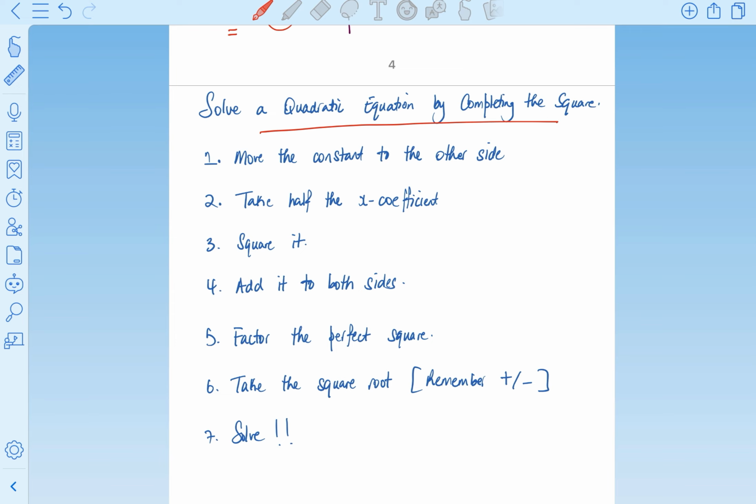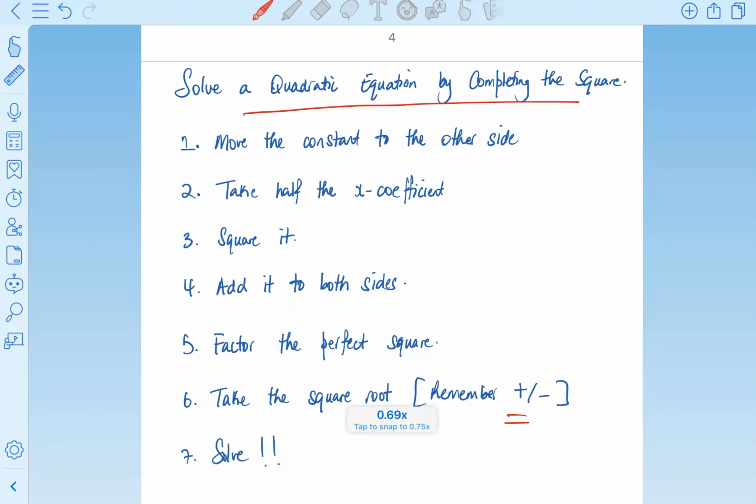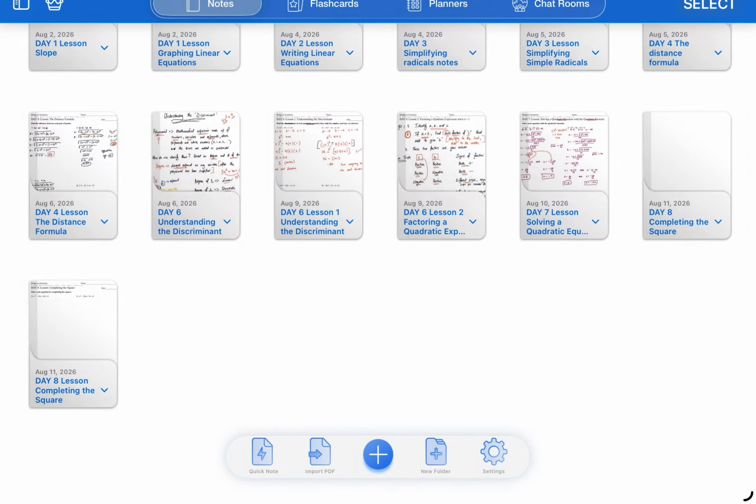Move the constant to the other side, take half of the x coefficient, square it, add it to both sides, factor the perfect square, take the square root, remember the plus or minus, and solve. Okay? Just going to screen and leave that right here. Okay, you can pause it if you need to. Let's look at a few examples here.